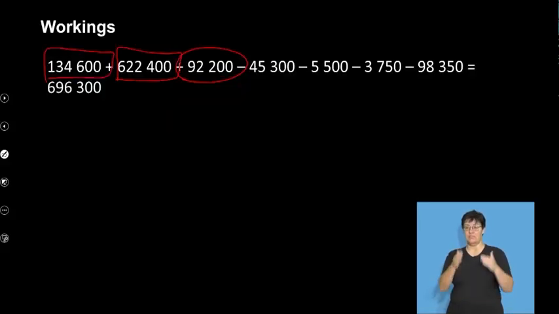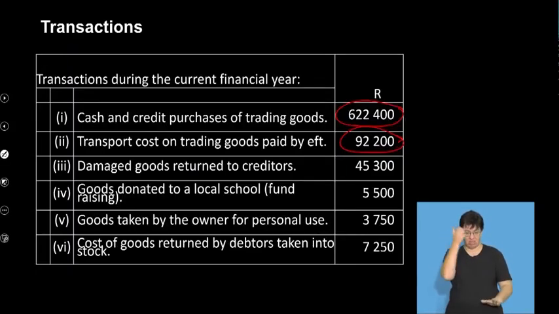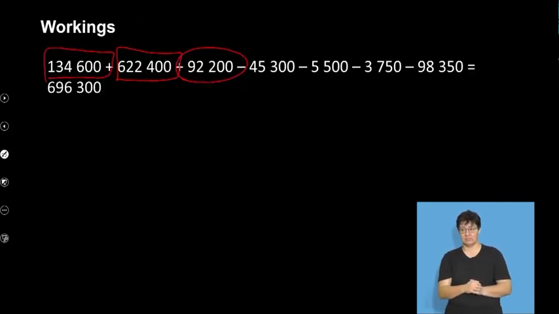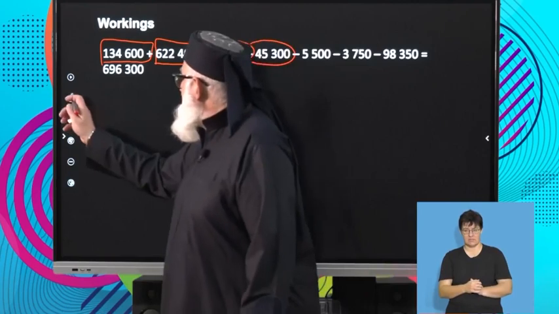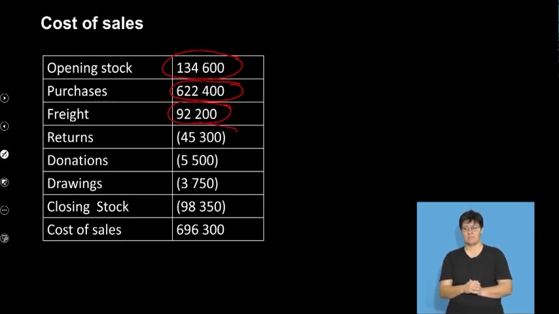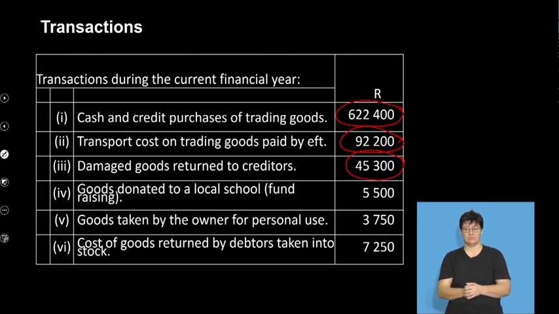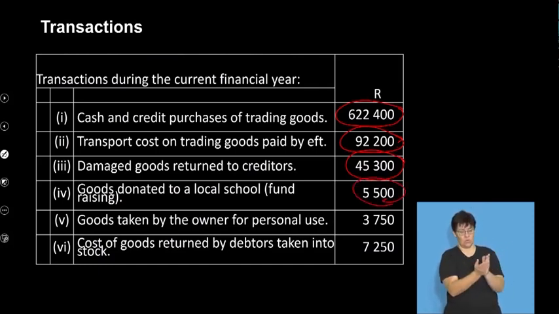Next one that we have here is the damaged goods returned to creditors, 45,300. Watch, in my calculation, it's a minus. Why? Because those goods were sent back to my suppliers. They were damaged goods, so they had to be returned to my creditors. In my table calculation, my return is shown in brackets to indicate that I have returned those goods to my suppliers. Right? Going back.